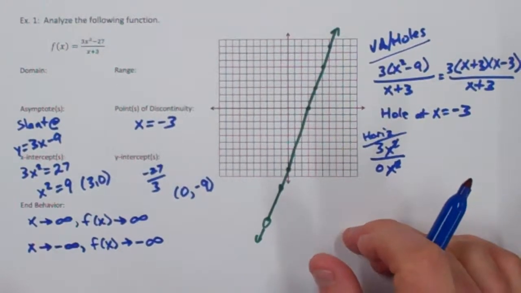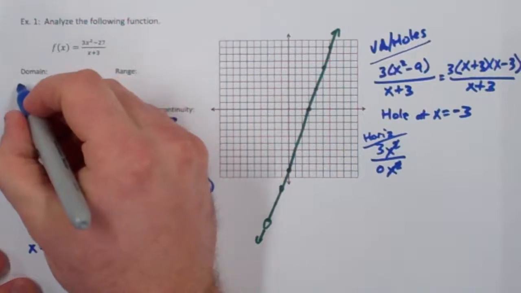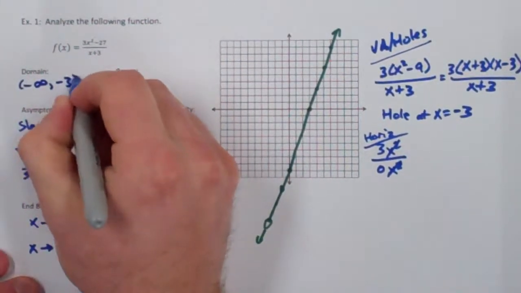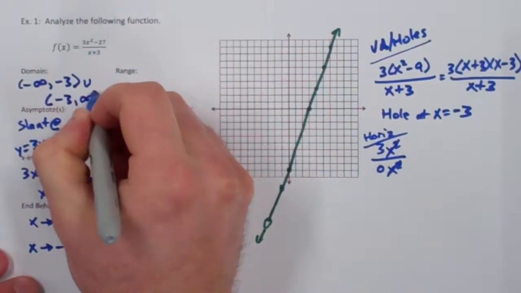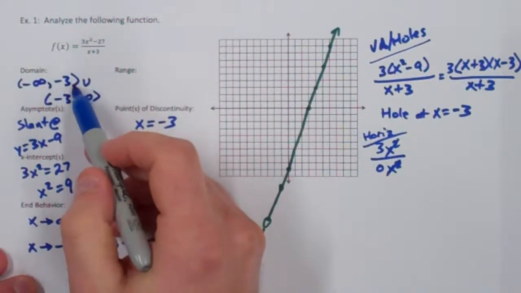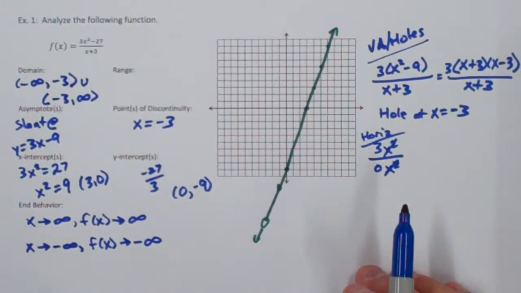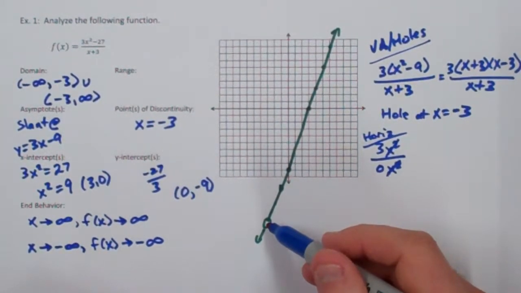For the domain, we have one value that doesn't work for this function, and that's -3. Everything else works, so we can go -infinity to -3, union -3 to infinity. Remember not to include -3 by utilizing your parentheses and not brackets. The range is going to be similar. There's only one value way down here that won't work.